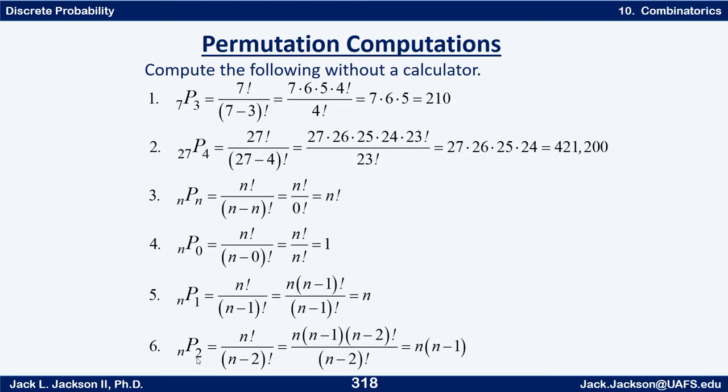If you take n permute 2, that's n factorial over n minus 2 factorial. So it's n times n minus 1 times n minus 2 factorial, which cancels with the denominator, and so you get n times n minus 1.